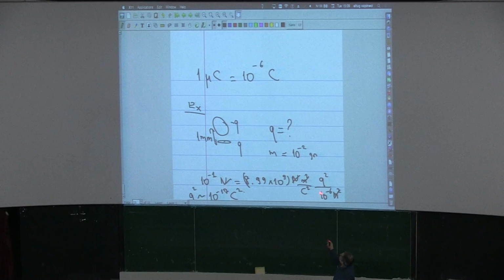Well, let's see, minus 1, minus 6, minus 7, minus 6, 16, divide by 10, 17. This is more or less 10. You're right, so this is minus 4. Minus 4. So this is minus 20. So the charge that we generate by just rubbing is 10 to the power minus 4 microcoulomb.